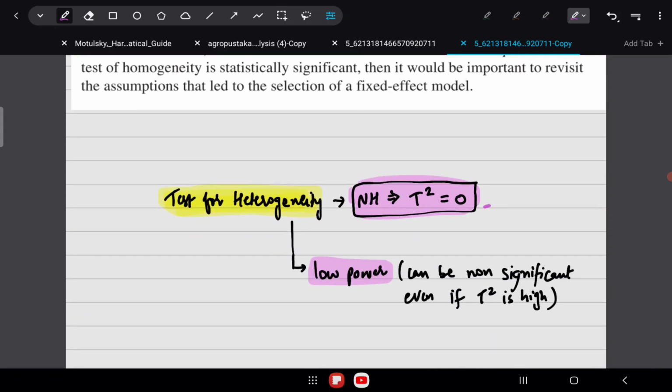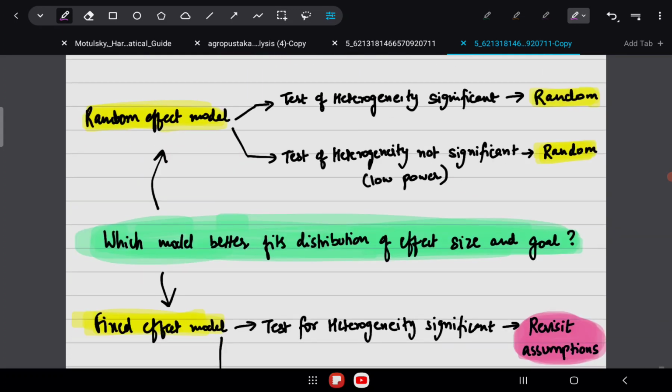So this is the test for heterogeneity. The null hypothesis is that tau square is 0, and as I've told you, it is a very low power test. So this is what you should do. First, think which model better fits your expectation about the distribution of the effect size and the goal of the study, whether your goal is to generalize or to find the common true effect, and what kind of distribution you are expecting. Are you thinking that the studies are functionally similar, or you are looking at the studies and you can see that the variables are varying? So based on your understanding, first decide whether you should go for a random or fixed effect model.